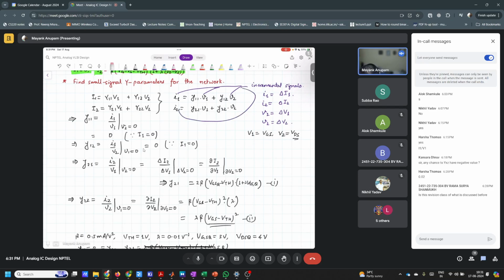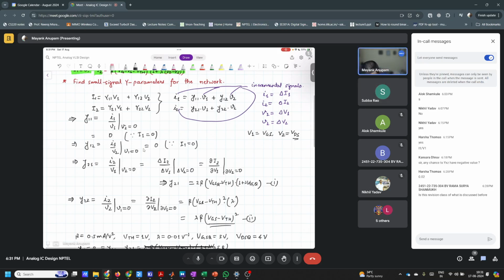I mentioned it here, right? Yes, I am able to understand what you have mentioned, sir. But in that lecture, it has been given as dou y11 is equal to dou f1 by dou v1. Shall it be changed to dou I1 by dou v1? No, no. I1 is what?